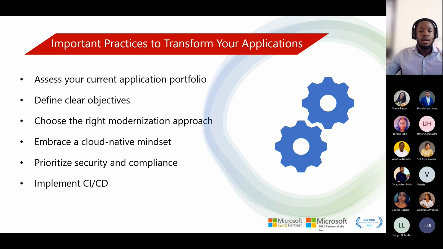CI/CD pipeline automation also helps you integrate code changes, testing, and then deployment of your applications. So by implementing continuous integration and continuous deployment, you can enable faster release cycles, improve software quality, and reduce the risk of errors or downtime during your deployment. This approach allows your organization to stay agile and responsive to the changing needs of your customers and the market.